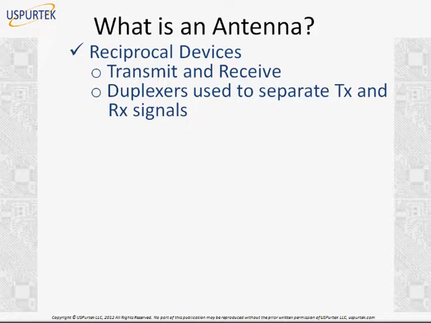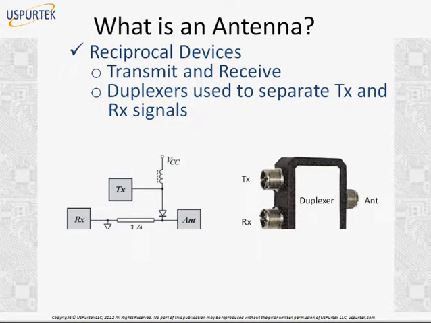Moving a little further, we must understand that antennas are reciprocal devices. What we mean by reciprocal is that they can be used to transmit signals as well as receive signals. So the same parameters apply in both directions. If we say a specific antenna has a typical input impedance of, let's say, 75 ohms, this is true for both transmit and receive. So they are basically reciprocal devices.